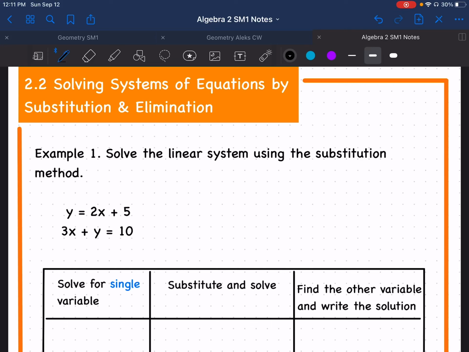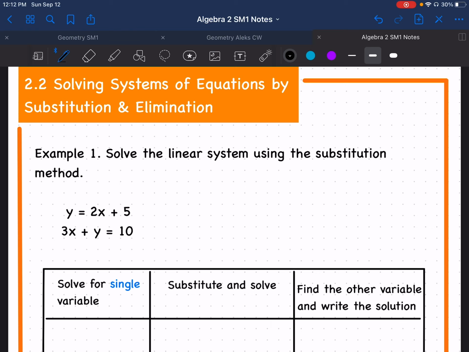Today's lesson is 2.2, Solving Systems of Equations by Substitution and Elimination. In this first video, I'm only going to talk about substitution. In the next video, I'm going to talk about how to solve using elimination. So let's go ahead and get started with substitution.